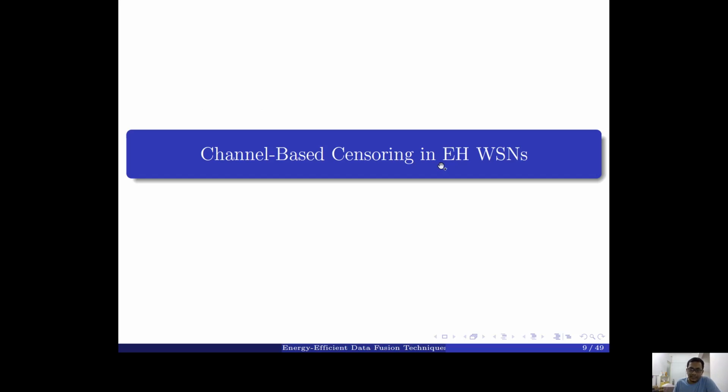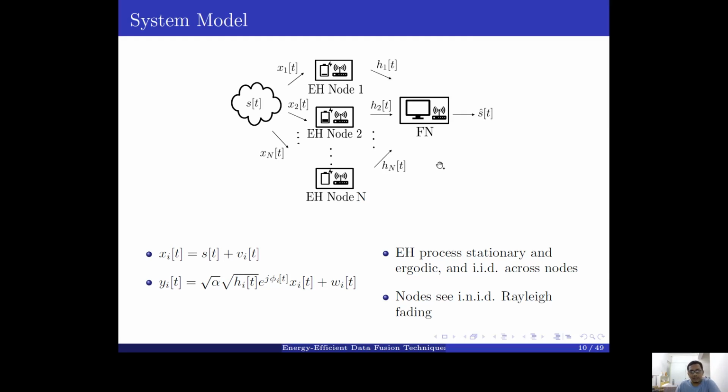Now let's study its behavior. This is the system model which we have used for the problem of estimation. S_t is the random parameter which is observed by N EH nodes. t denotes the index of the measurement round. At each measurement round, the EH nodes make a measurement about S_t. The measurement at the ith EH node contains S_t and the corresponding observation noise V_i,t.